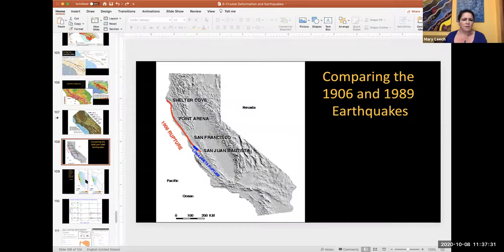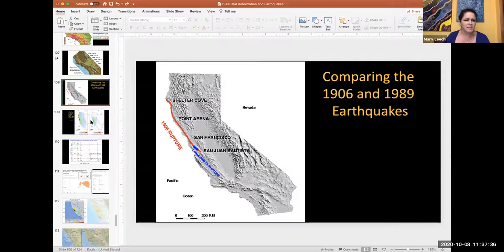Let's see. I feel like I have too many of these maps now. I feel like I want to move forward, but I did want to compare the 1906 and the 1989 earthquakes. First, the rupture area. So the blue line shows the area of earth that was ruptured along the surface when Loma Prieta happened. It was only in the Santa Cruz Mountains. The 1906 rupture was from like Salinas to Mendocino. Oh my God. There was ground rupture along the whole thing. That's crazy.